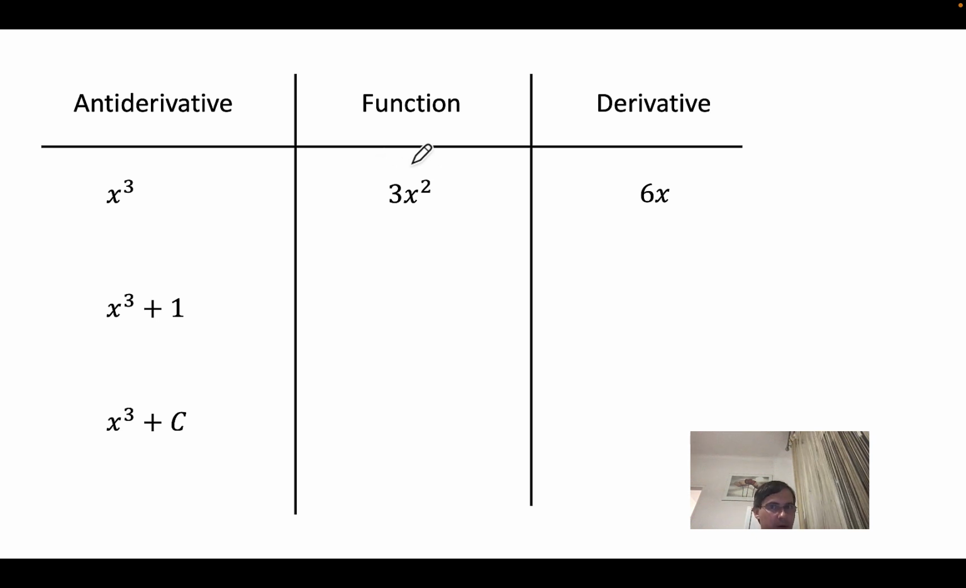So let's consider another example. As a function, let's now take the function 3x squared. There are two basic operations I can do on a function. One is I can compute the derivative of this function from calculus 1. We know that the derivative of this function 3x squared is 6x.